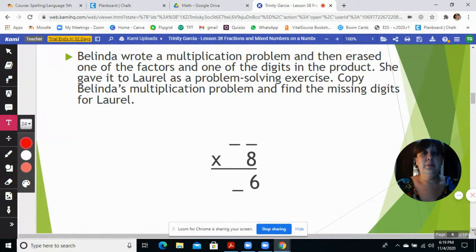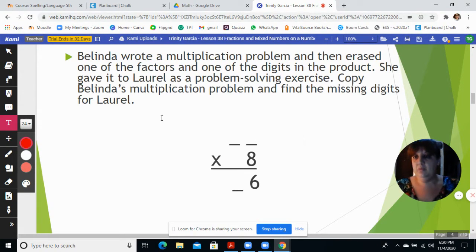Belinda wrote a multiplication problem and then erased one of the factors and one of the digits in the product. She gave it to Laurel as a problem-solving exercise. Oh, that was so nice of her. What a great friend. Copy Belinda's multiplication problem and find the missing digits for Laurel. Now, you should know how to do this because we've done lots of these type of problems before. So you're going to go ahead and use some guess and check and try to solve that problem.